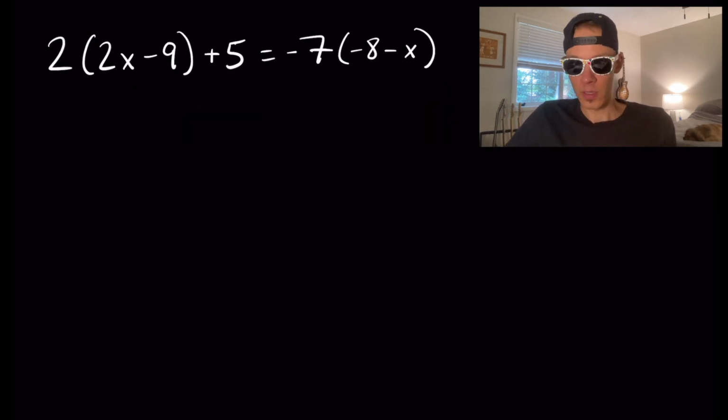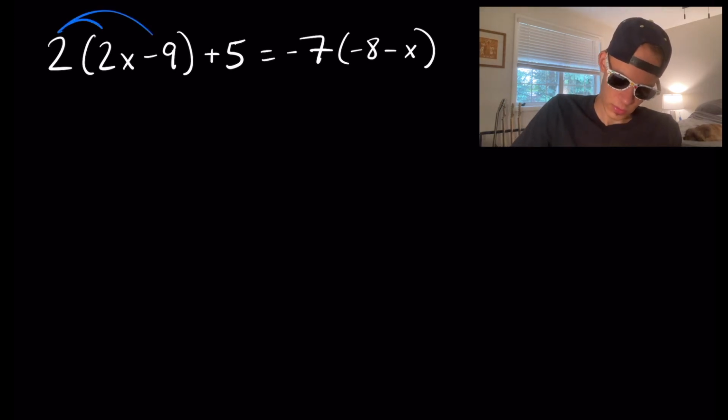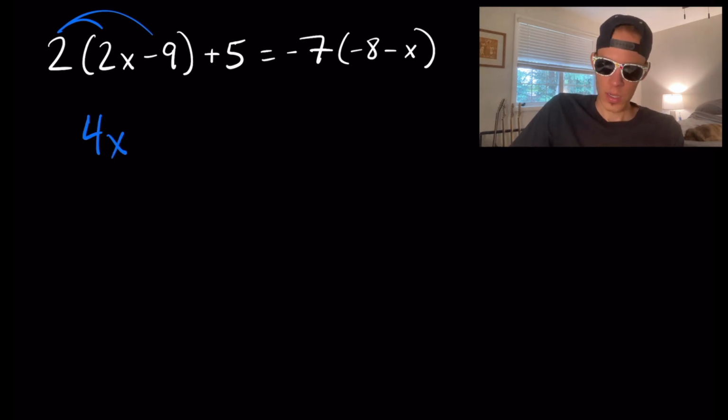Again, I see a couple of distributive properties that we want to go ahead and do first. So I'm going to do those. So I'll distribute the 2 into that parentheses. So 2 times 2x is 4x. 2 times negative 9 is going to be negative 18.